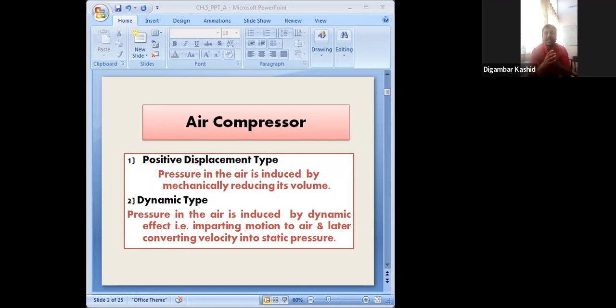Now what is that dynamic effect? That means imparting motion to the air, and later converting the motion, the velocity, into static pressure. Getting it? That is called the dynamic type air compressor.